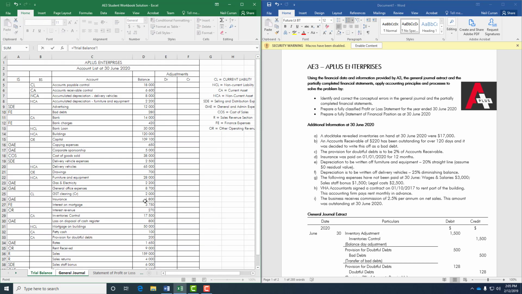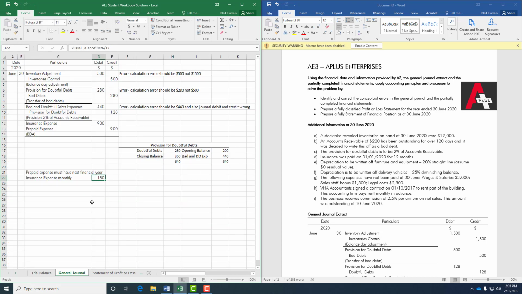we must look for how much, and divide that by 12, and it equals 150 a month. So therefore for 6 months we must have 150 times 6, which equals $900. Alright, so that is correct. So the error is not in the actual calculation, it's in the way this is presented. So you should have prepaid expense first and then the insurance.